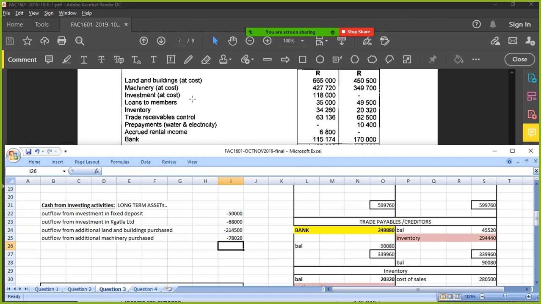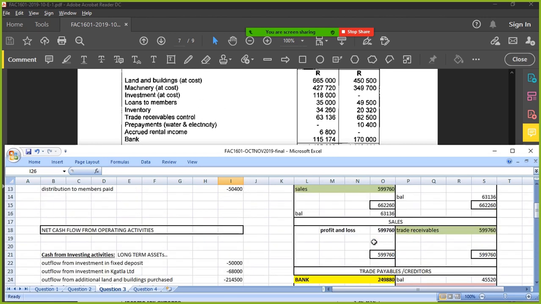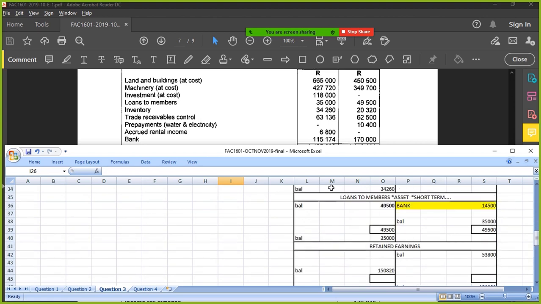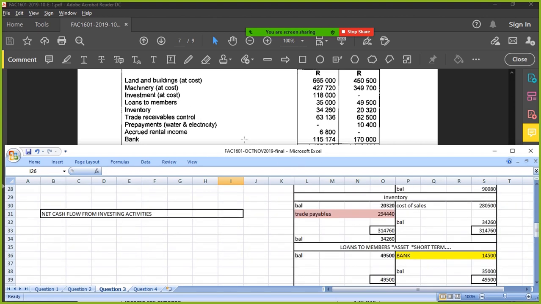Investments at cost I looked at. Loans to members I looked at. Did I? Yes, you did. I'm sure I did. Here you are. Yes, okay, just double check. Inventory I did look at. Trade receivables I did look at. Prepayments I need to look at.